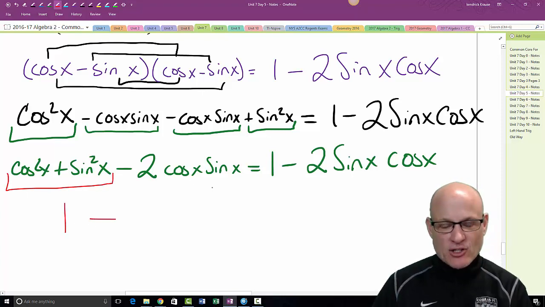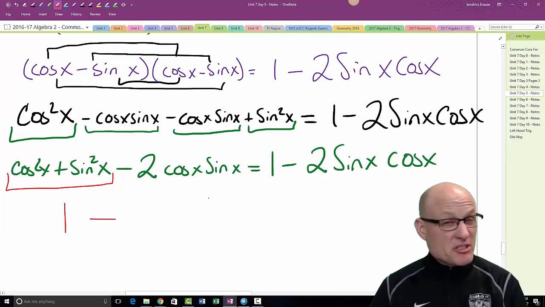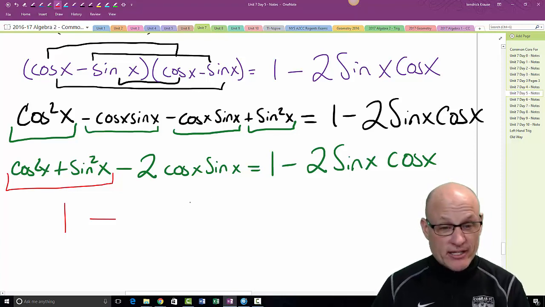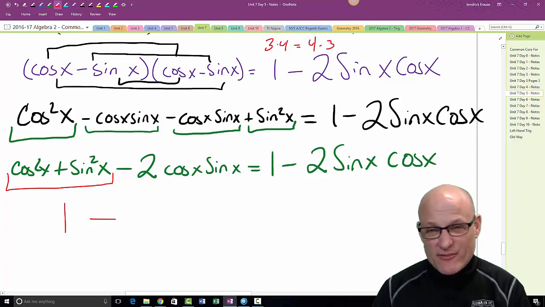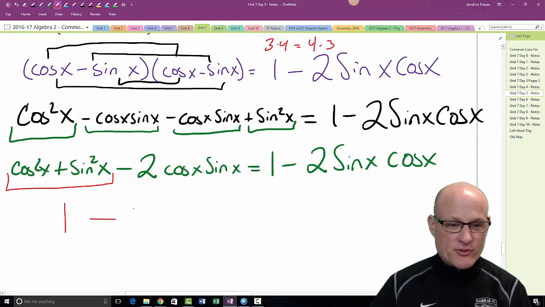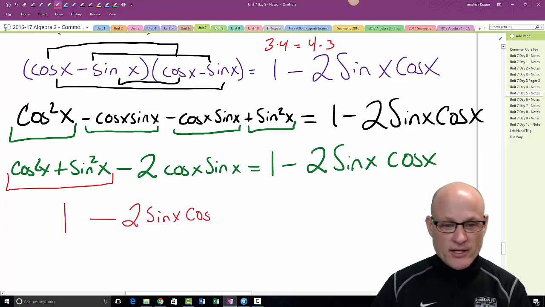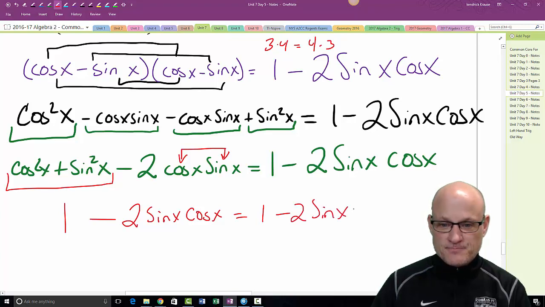Now, I got to make these look the same. And since multiplication is commutative, it makes no difference what way I order. 3 times 4 is the same as 4 times 3. So it makes no difference what order I multiply in. So I'm going to change the order of this to make it 2 sine x cosine x. I just changed the order. And I can do that because multiplication is commutative. Well, wait a second. That's the right side. I did it.